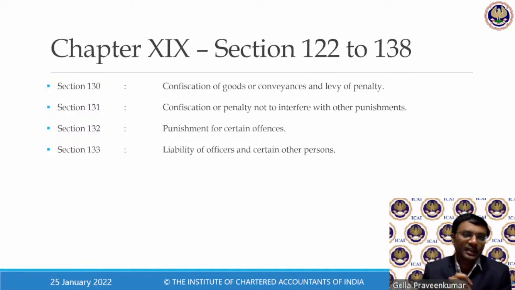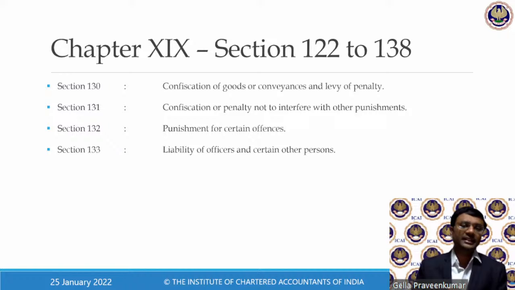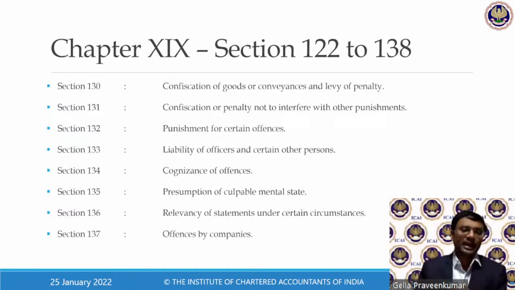In relation to penal provisions, sir, is it that only the registered person is going to be punished? Is it not the government officer? We will discuss under 133. Section 134, cognizance of offences, to identify what is punishable and what is non-punishable. And section 135, what happens in a court of law, the existence of a culpable mental state. Section 136, relevance of statements, taken into consideration, whether that statement holds good or a statement has to be called afresh. And offences by companies.